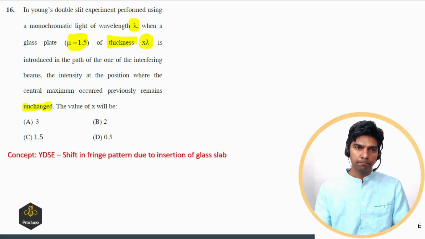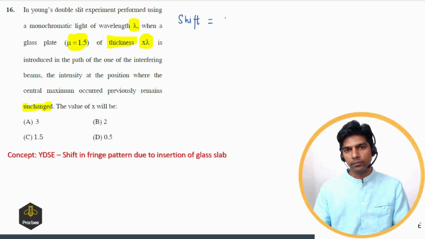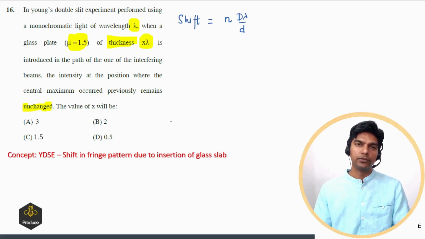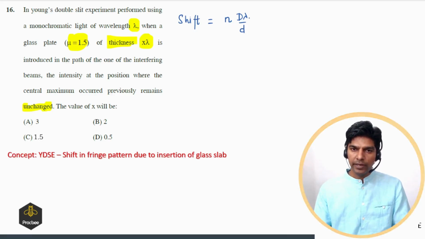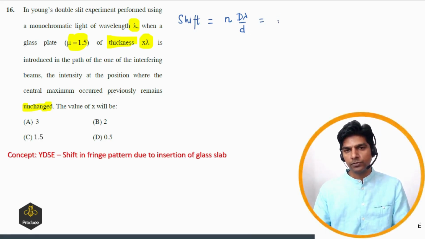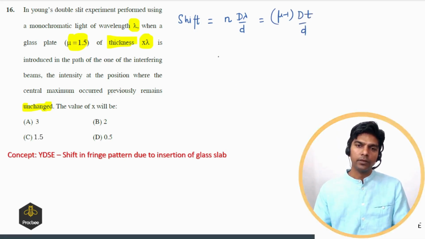So what we can say is the shift in this case will be an integral multiple of the fringe width D lambda by d, because we are getting maximum intensity where the central maxima was before. So the shift will be n D lambda by d, and this will be equal to (mu minus 1) times capital D t by small d.